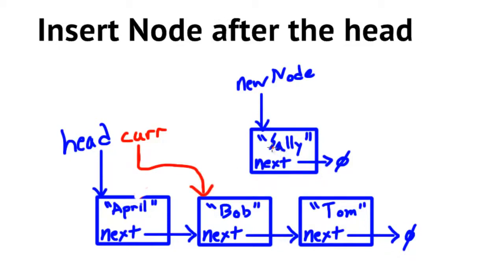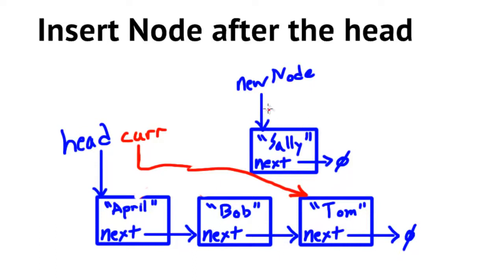Then we'd do another comparison. We'd say, okay, does Sally come after Bob? Yeah, S comes after B. And so then we would update current again. So now current is pointing over here to Tom's node. And now we see that Tom comes after Sally, T comes after S, so Sally needs to go in between Bob and Tom.